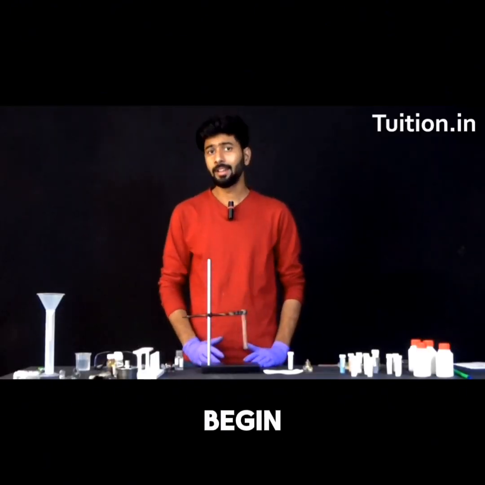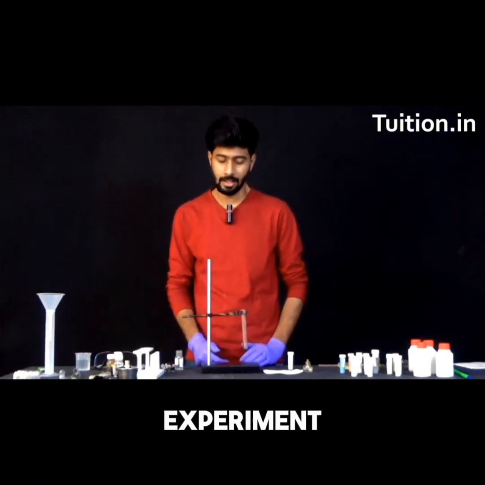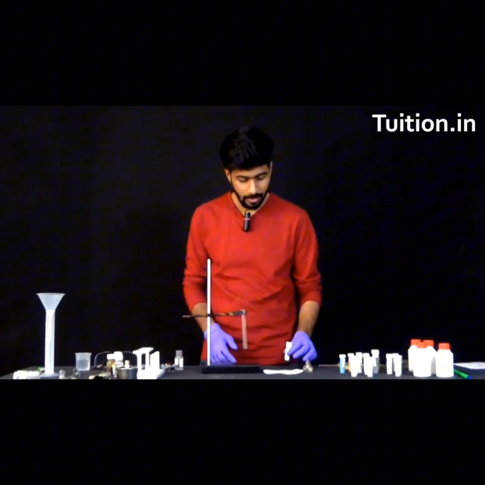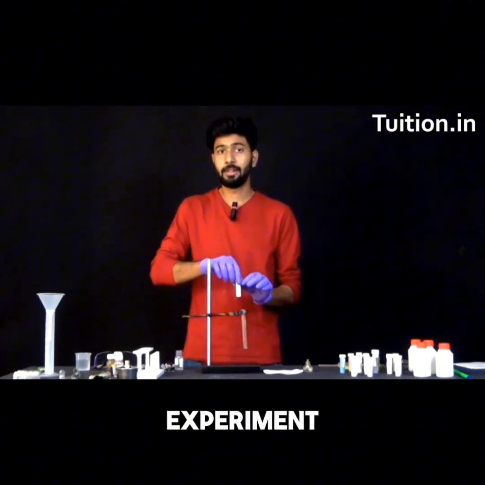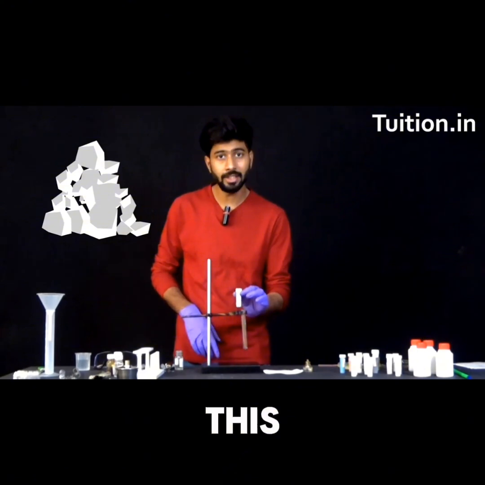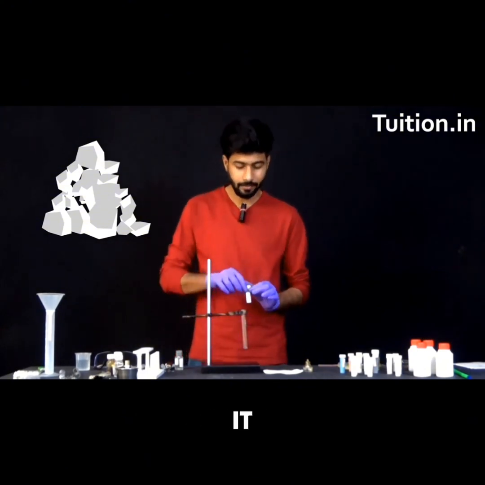So before we begin, let us see what all we would require in order to carry out this experiment. We would require a dry test tube mounted on a stand. The major ingredient of this experiment for us is the ammonium chloride salt. We are going to burn this salt and produce two gases out of it.